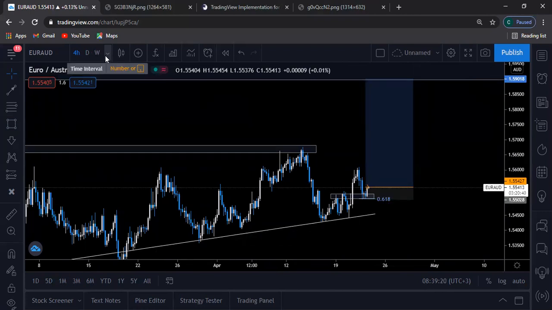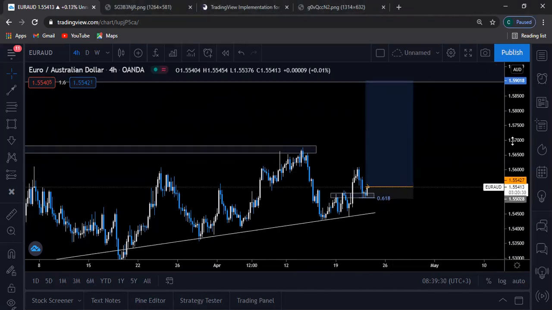So this is the potential bullish setup that you can actually take right now if you're watching this video, or if the market is still around these prices while you're watching this video, you can pull the trigger.